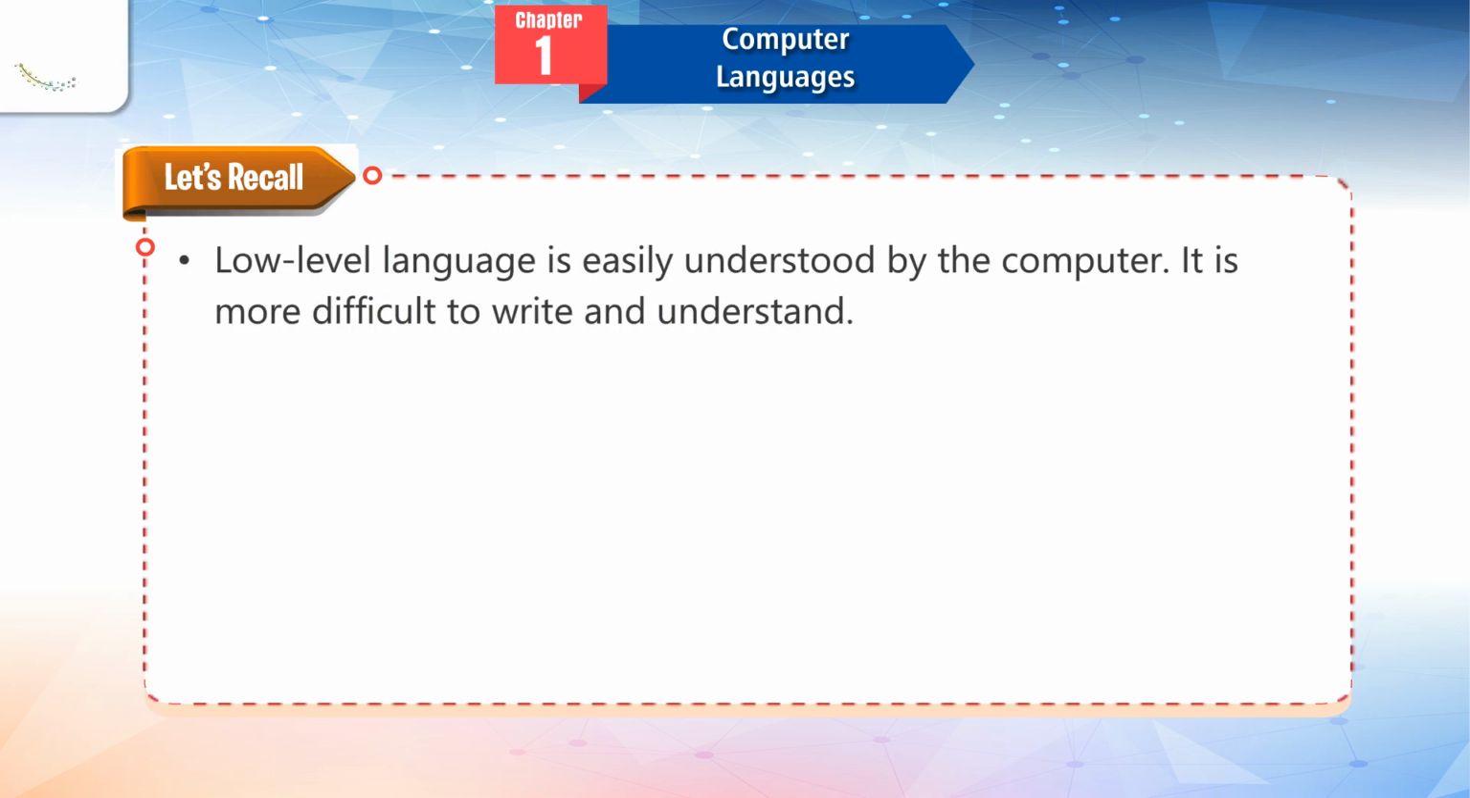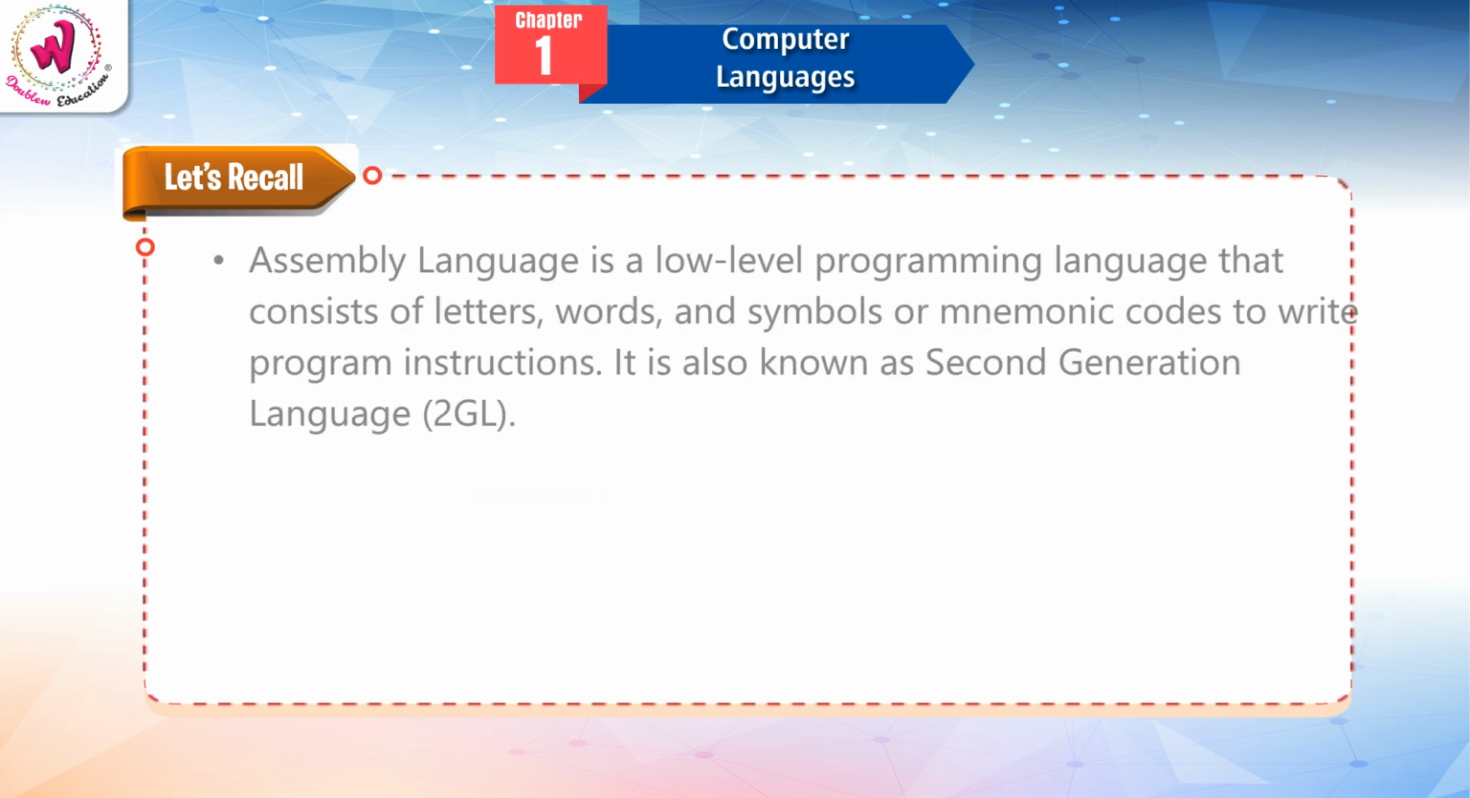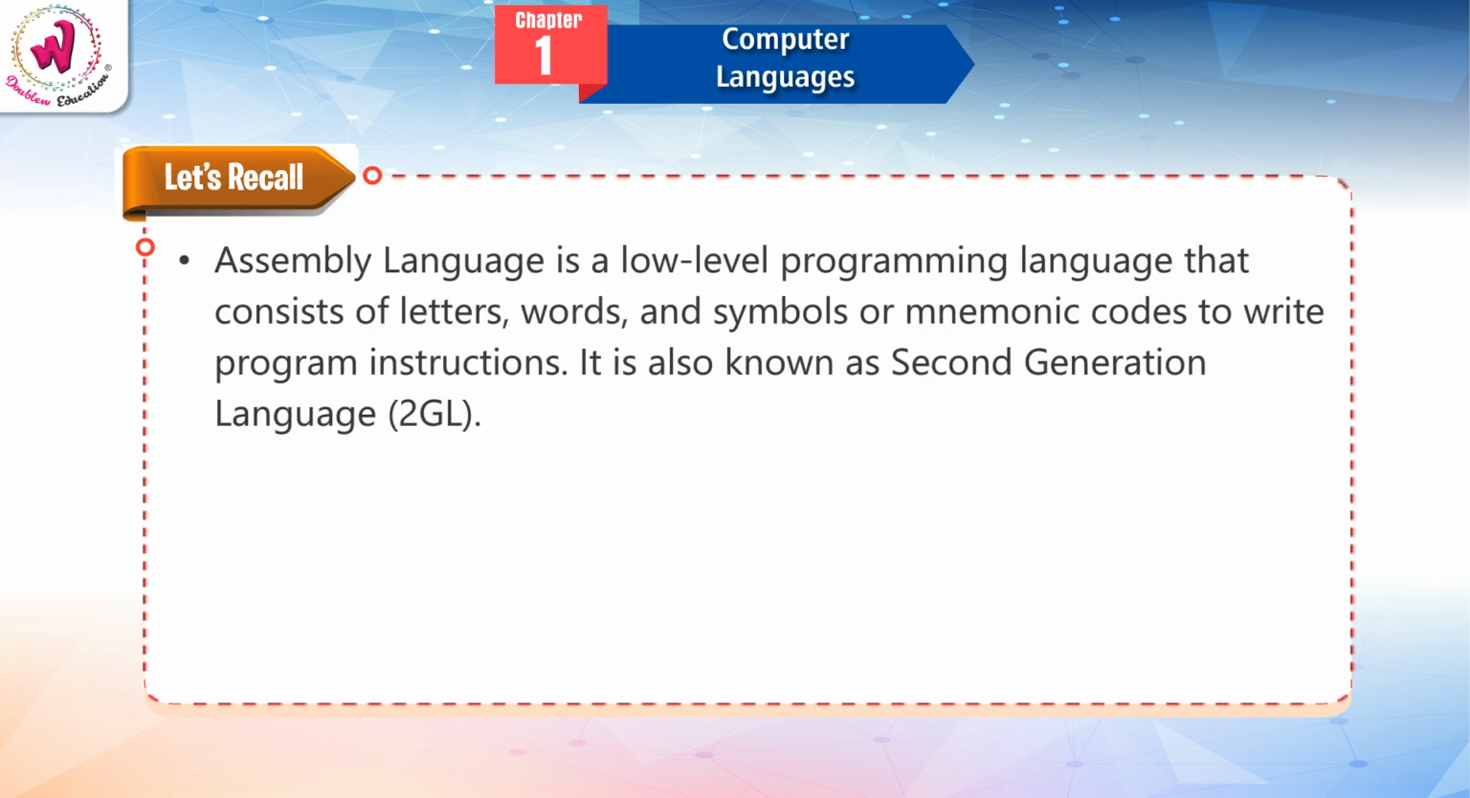Let's recall. Low-level language is easily understood by the computer. It is more difficult to write and understand. A machine language consists of binary code that is directly understood by the computer. Machine code is written using raw numbers, which are usually called binary data. Assembly language is a low-level programming language that consists of letters, words, and symbols, or mnemonic codes, to write program instructions. It is also known as second-generation language, 2GL.